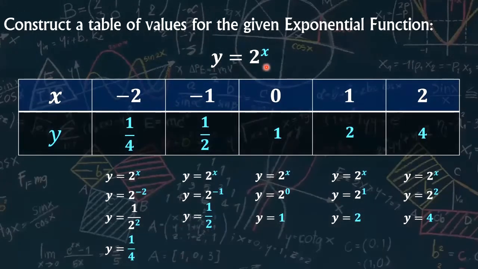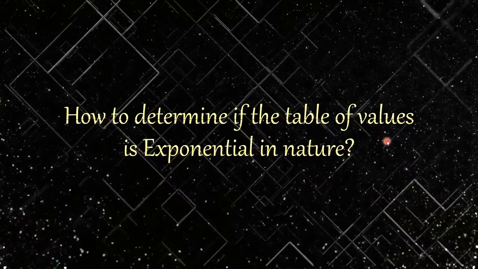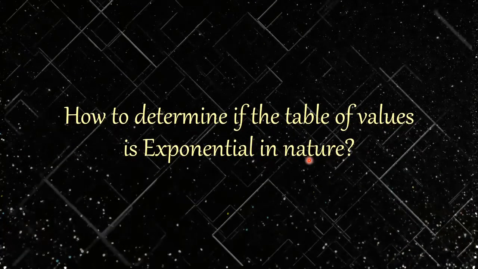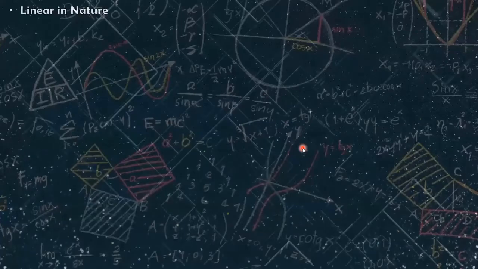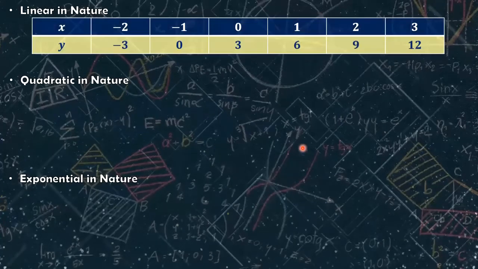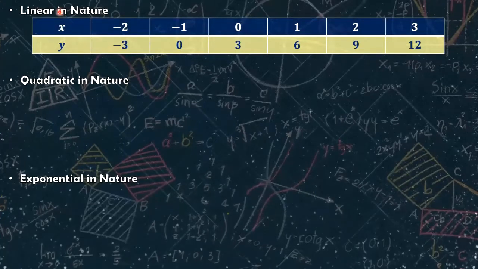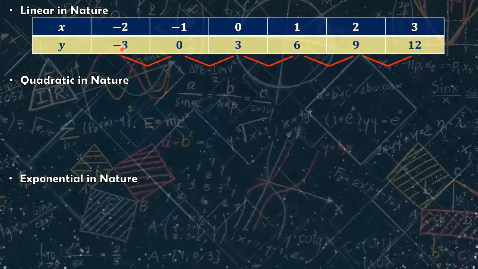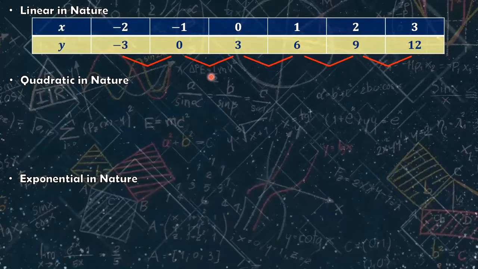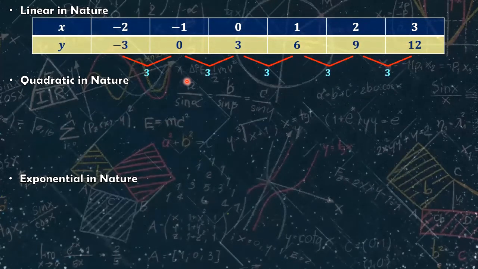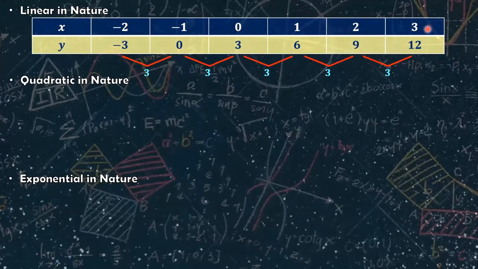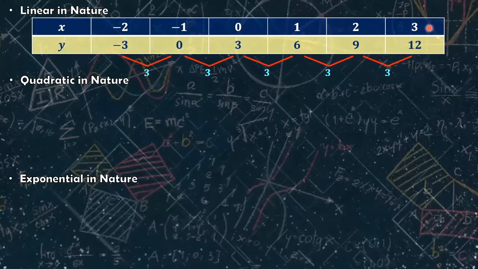This time, we are going to identify if the table of values is exponential in nature. Because table of values can be linear, quadratic, or exponential in nature. It is linear in nature if the dependent variable y shows the common difference, which is 3, as the independent variable x increases by 1. We have this new term, common difference.